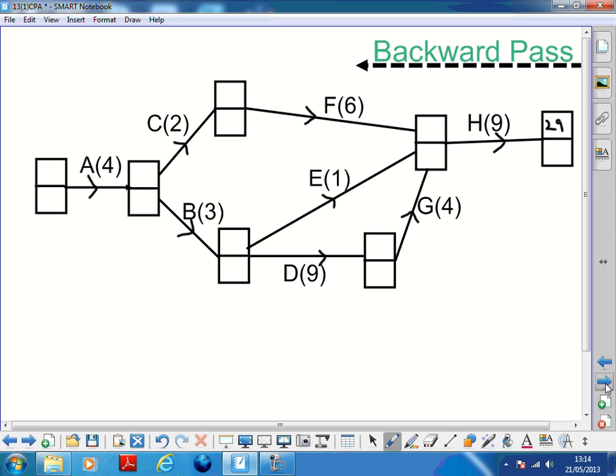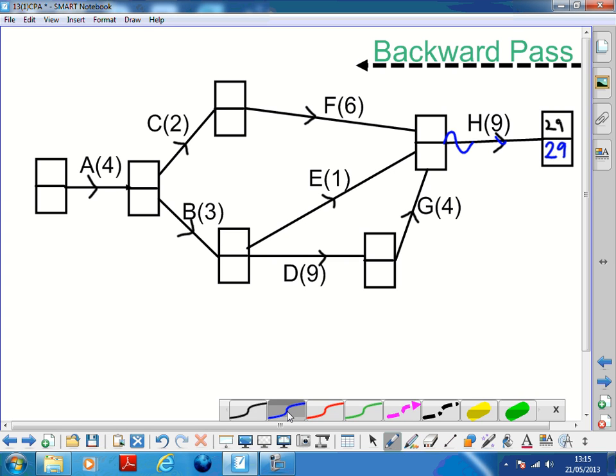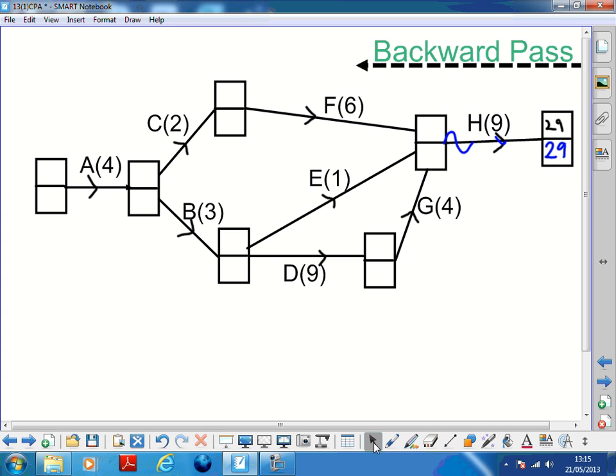Okay, so if we start with the 29 at the end, we're doing a backwards pass now, so we're doing the bottom. There's only one thing going out to consider. So 29 minus 9 is 20.